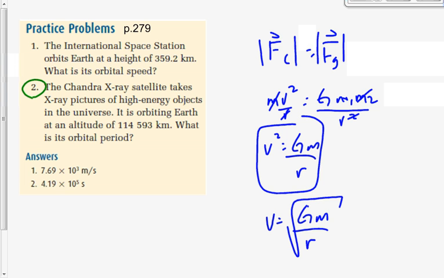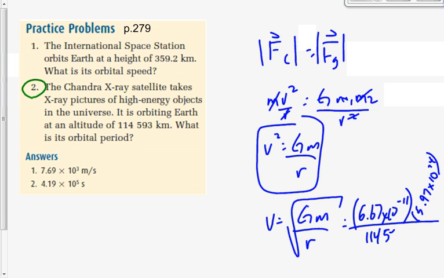GM over r. G is 6.67 times 10 to the minus 11. The mass is the mass of the producer, which would be the mass of the Earth in this case, 5.97 times 10 to the 24. Divide that by r. What's r going to be? 114,593 kilometers.